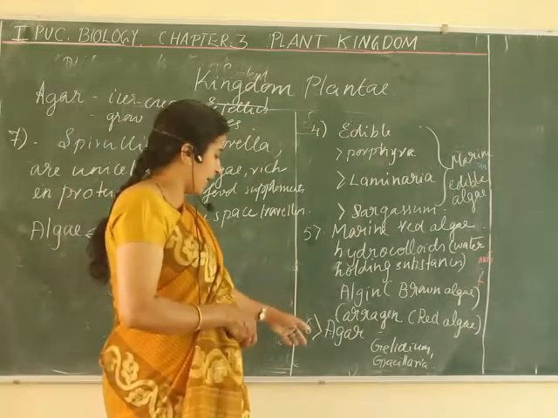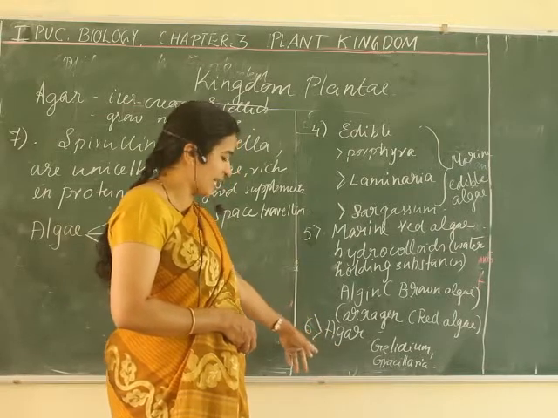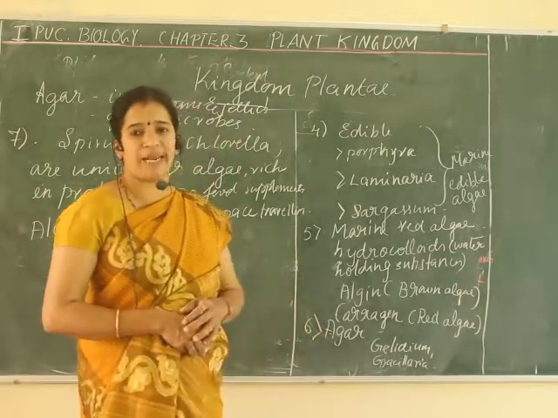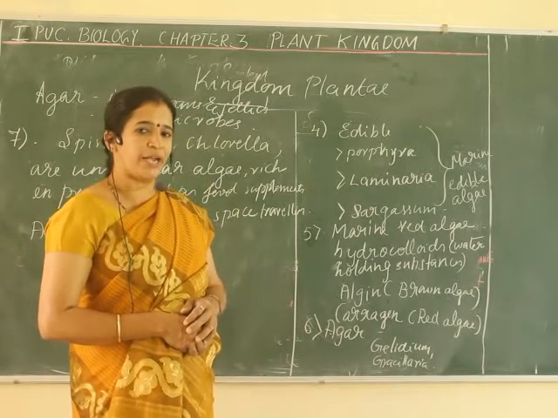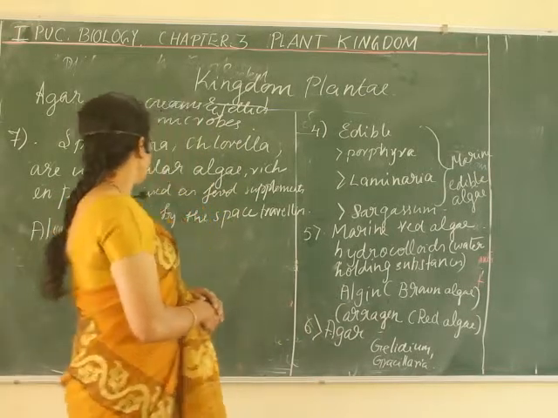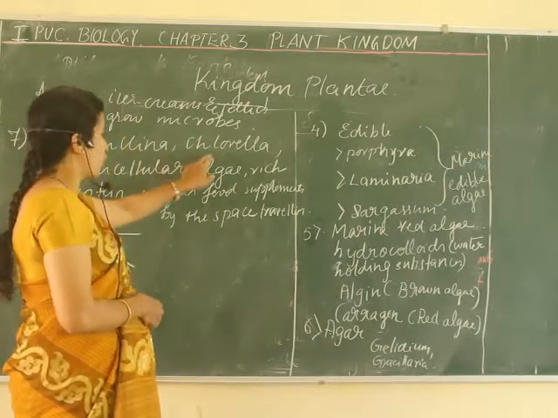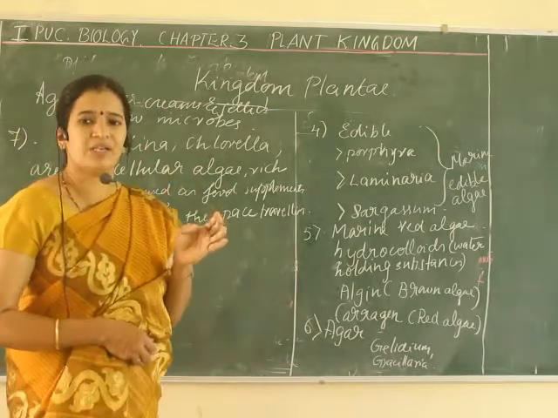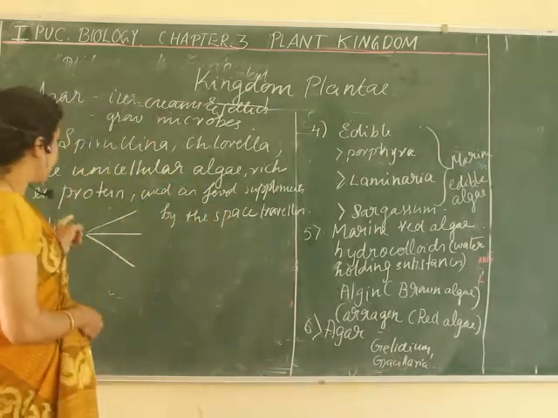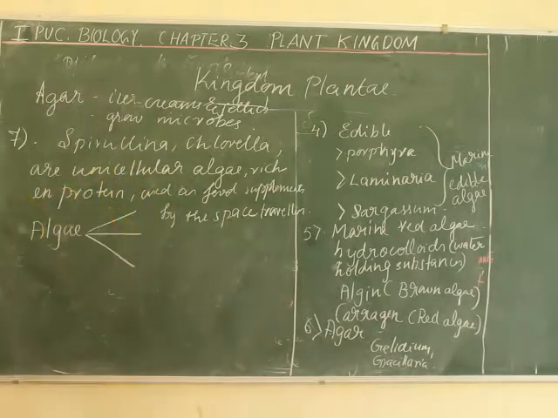Next, the agar which is obtained from Gelidium and Gracilaria is used in the preparation of ice creams and jellies, as well as to grow microbes in the lab. Then some of the algae, that is Spirulina and Chlorella, as they are unicellular algae, are very rich in protein, so they are used as food supplements by space travelers.